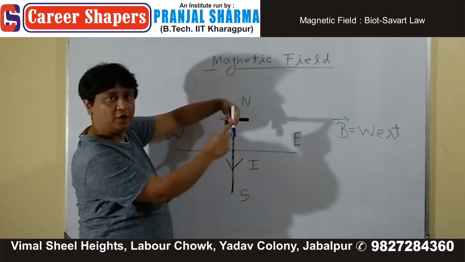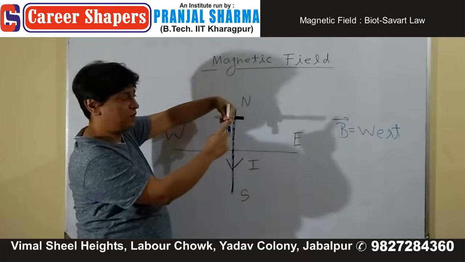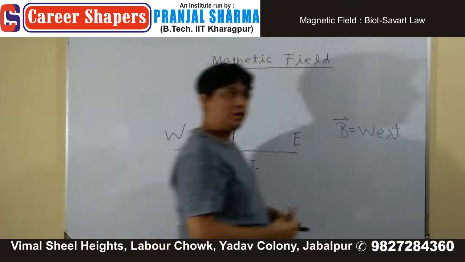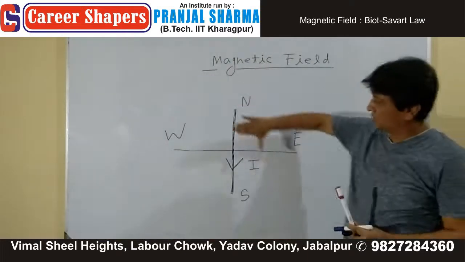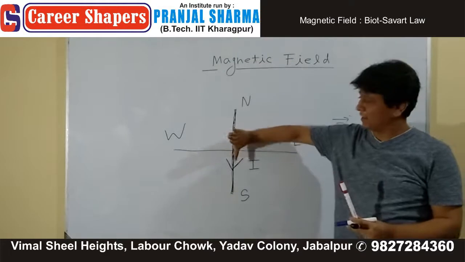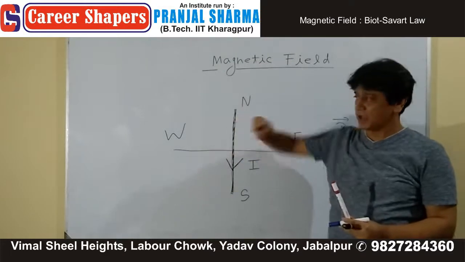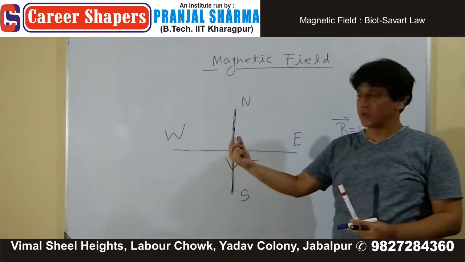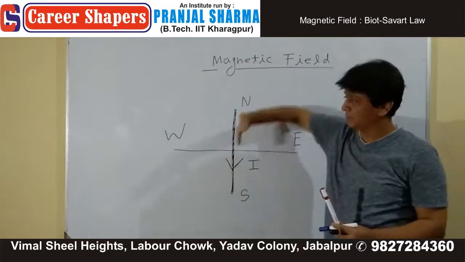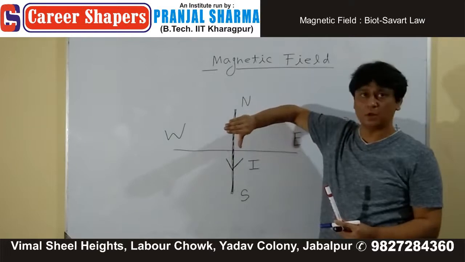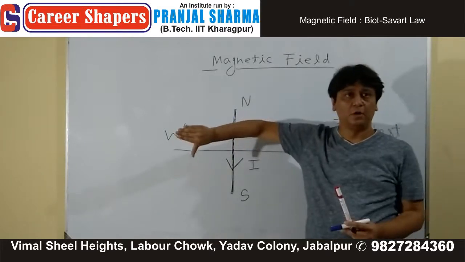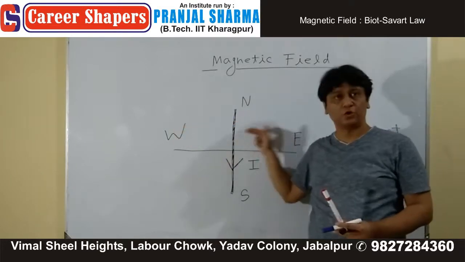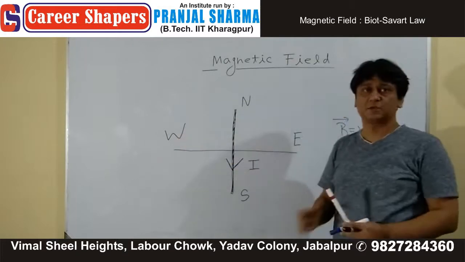Now I need field over here. If I need field over here, what will I do? Thumb in the direction of current, and I need field over here. This is the position where I need the field. Thumb over here, fold. Look at the fold. The fold is pointing towards west.